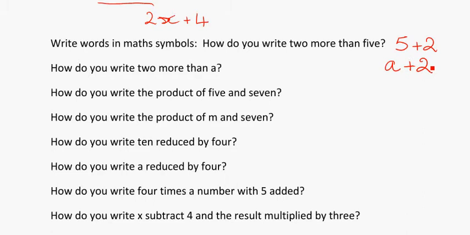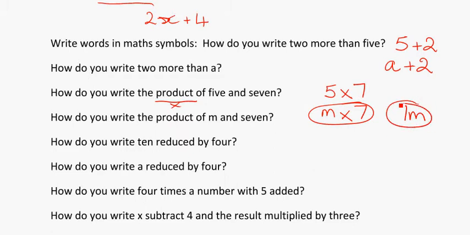How do you write the product of 5 and 7? Product means multiply. So we would go 5 times 7. Now do the same with letters as you do with numbers. How do you write the product of m and 7? So instead of 5 we're going to put m times 7. Now here it's just protocol to put the number in front of the letter. And so we put the 7 first and we don't need the times sign. So m times 7 is exactly the same as 7m, and that is the preferred way to write it.